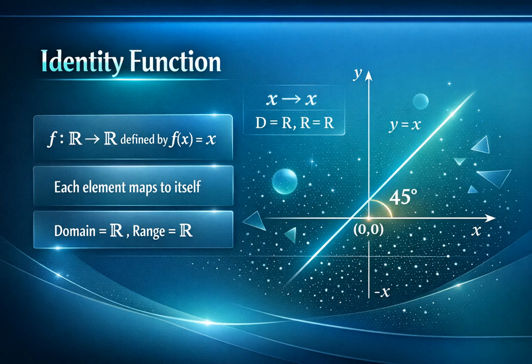The identity function is the simplest function, f of x equals x. Every element maps to itself. Both domain and range are all real numbers R. When you graph it, you get a straight line passing through the origin at a 45-degree angle to both axes.